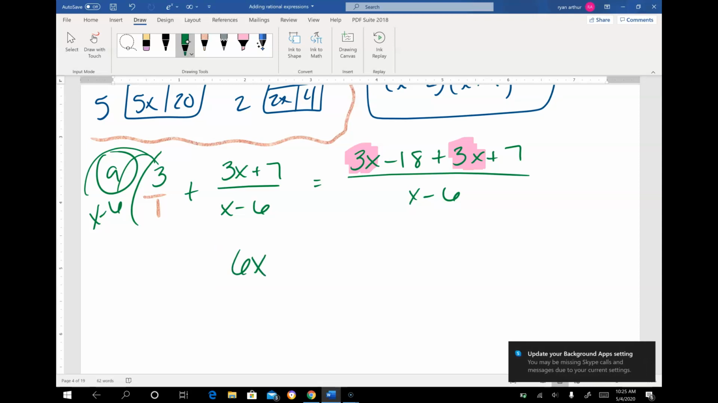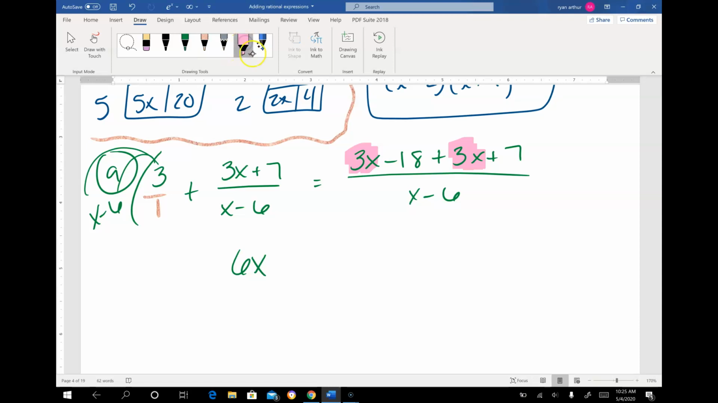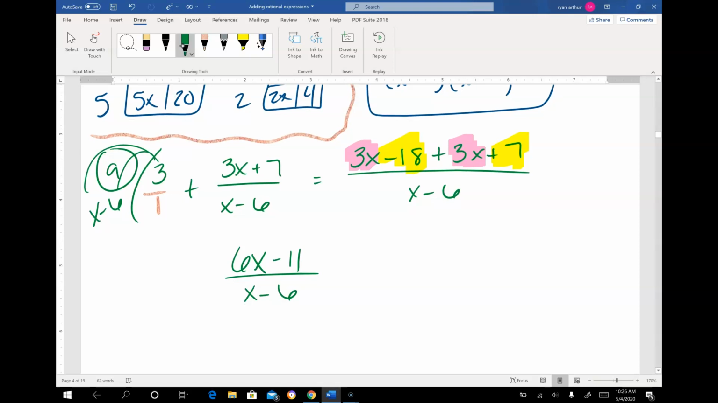All right. Then, sorry, laptop's about to die. Then I can combine the negative 18 and the 7. So negative 18 plus positive 7 is going to give me negative 11. And then I have it over x minus 6. Well, 6 and 11 have nothing in common. So that is your answer.